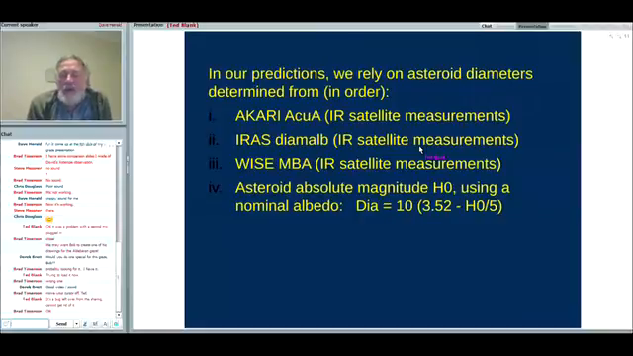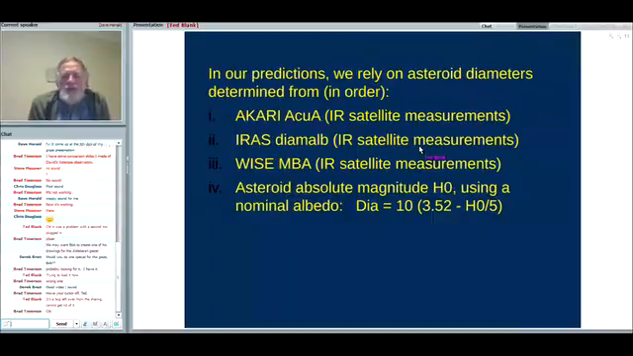The second in priority is IRAS. That's a relatively old NASA satellite. The DIAM-LB, diameter and albedo measurements, are infrared satellite measurements again. Then you've got WISE and NEO-WISE, the main belt asteroid measurements that come out of WISE.